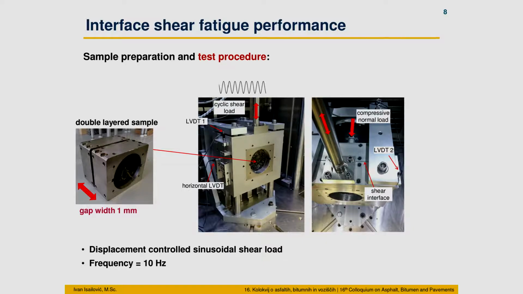When we have a sample like in this figure, we are able to put it in our machine using, I would say, 24 screws. And once the sample is in the machine, we are able to apply this shear load, which is displacement controlled. This displacement is measured using these two LVDTs from both sides of the sample. And additionally, as I said previously, we are able to apply this compressive normal load in order to simulate the load also in situ. The frequency of sinusoidal loading was set to 10 Hz.